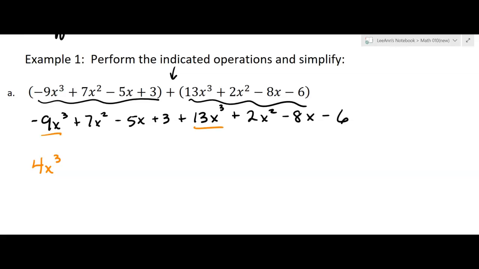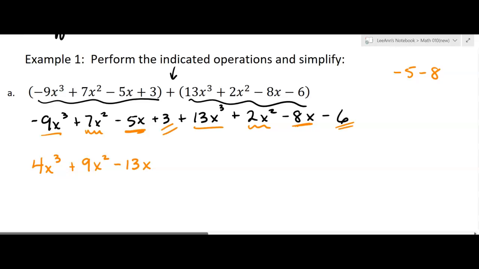And then I look for the next terms, x squareds. So I've got 7 of them there, 2 of them there. That's plus 9x squared. And then I have x terms. So I'm at x to the first power, right? So I've got negative 5 and negative 8. So I have to think, what's negative 5 and negative 8? Negative 13x. And you can do that on a calculator, or you can use your rules of how to combine integers. Hopefully that helps. I think of money a lot of times. Okay, and last, I have a 3 and a minus 6. So that's going to be a negative 3, and I'm done.